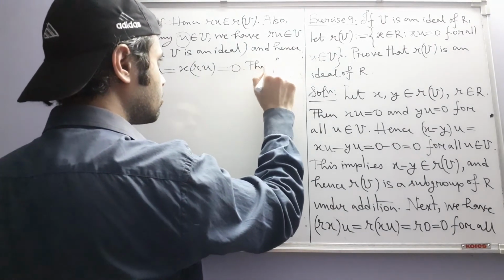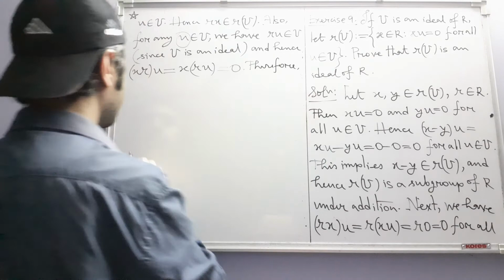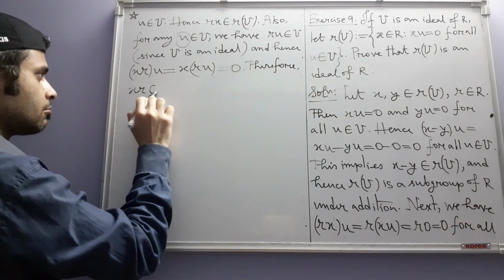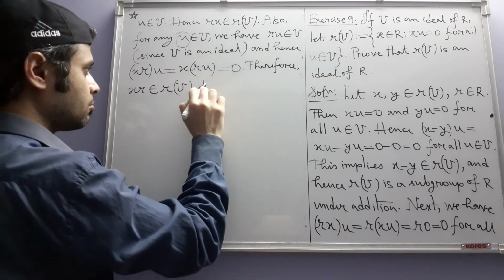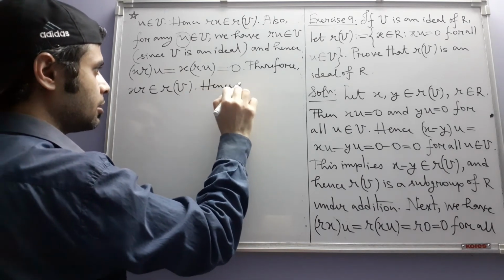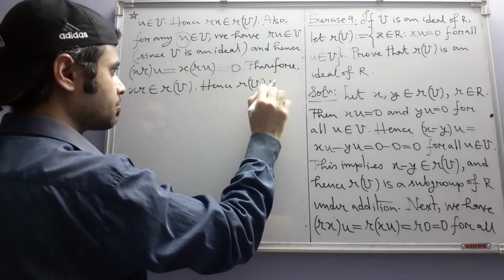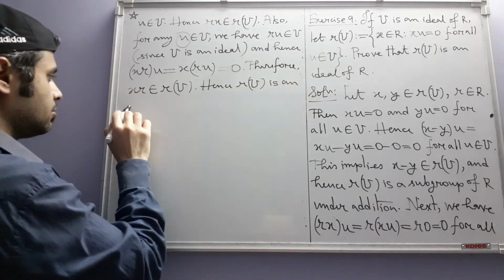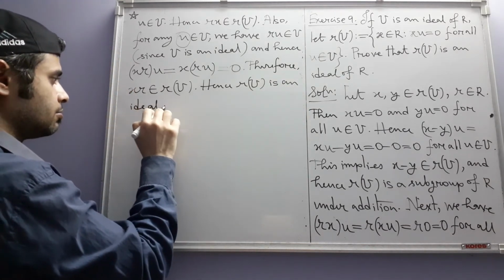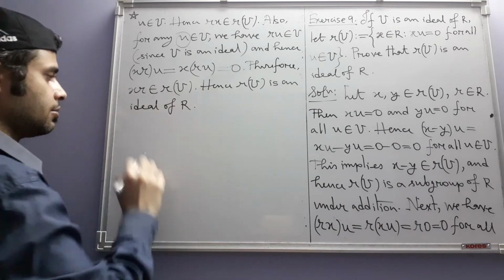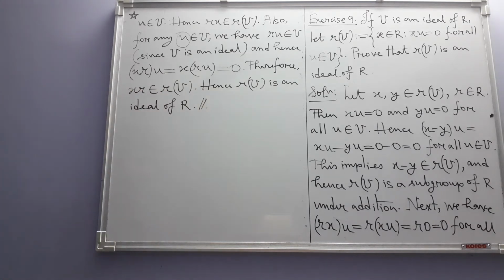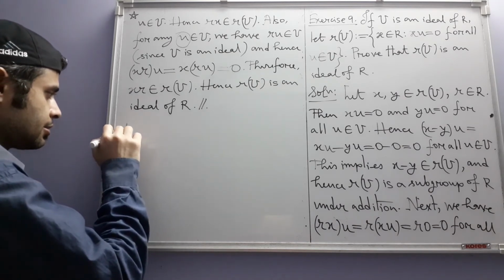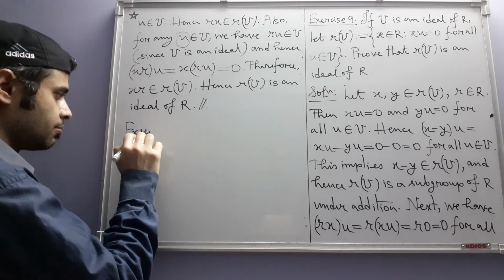Therefore, hence Ru is an ideal of R. And this completes the ninth one. Then exercise 10 is also something similar.